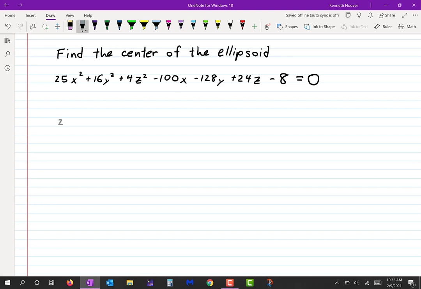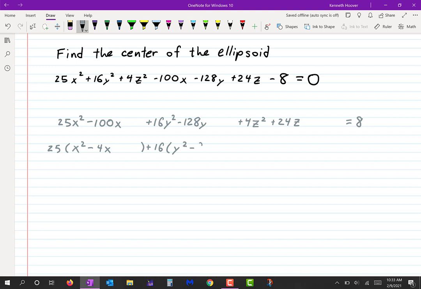Let's set it up. Let's put the x terms, 25x squared, and minus 100x together. Well, leave myself a little space. Let's put the y terms, 16y squared minus 128y. Let's put those together. And let's put together 4z squared plus 24z. And then let's put the 8 on the other side. That's how I like to do it when I'm going to complete the square. Okay, for the x's, let's factor out a 25. For the y's, we'll factor out 16. And for the z's, we'll factor out 4.